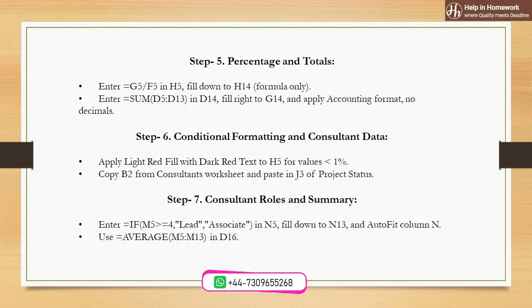Step 5. Percentage and totals. Enter =AG5/F5 in H5, fill down to H14, formula only. Enter =SUM(D5:D13) in D14, fill right to G14 and apply accounting format, no decimals.